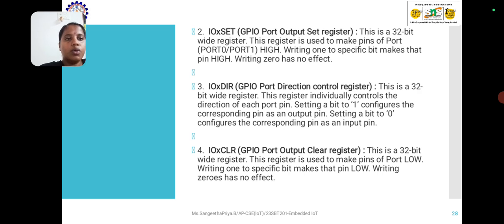Next one is the port output clear register. This is a 32-bit wide register. This register is used to make pins of the port low. Writing 1 to a specific bit makes the pin low. Writing 0 has no effect.